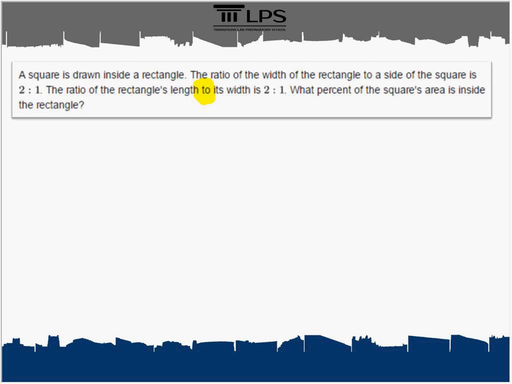Read the question carefully. The question is asking you to give a ratio. It is asking you to give the percent. Read the ratio question carefully. Careless, you lose marks. Carefully.